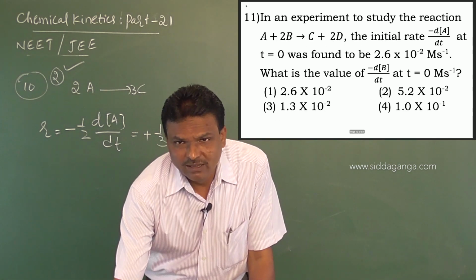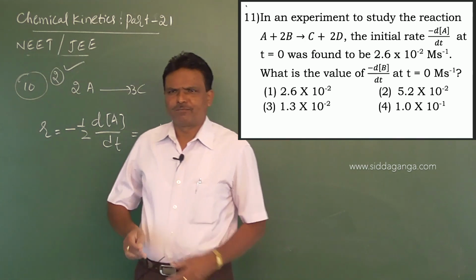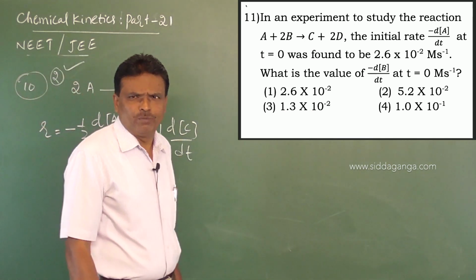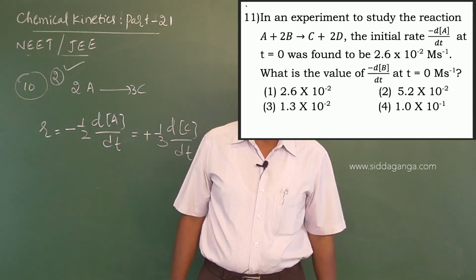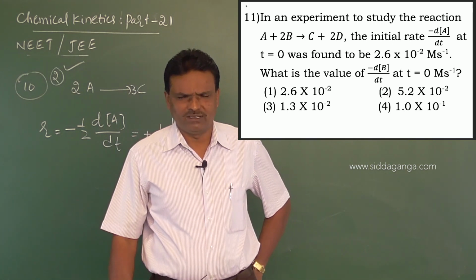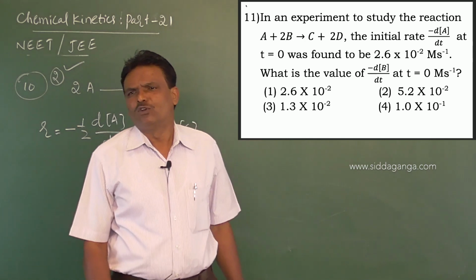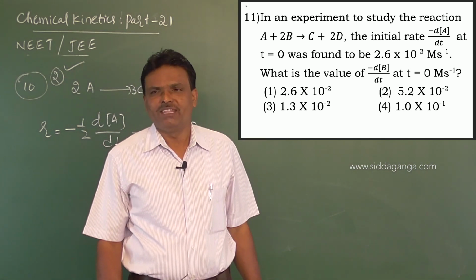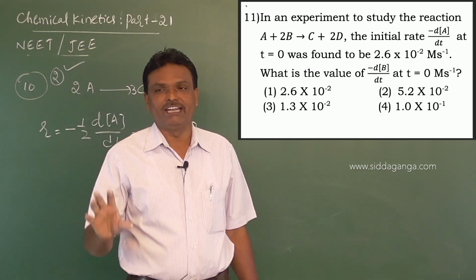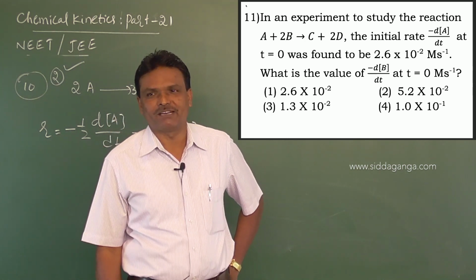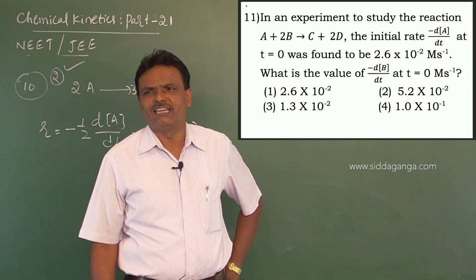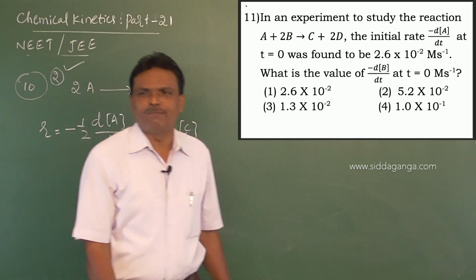Next question. In an experiment to study the reaction A plus 2B gives C plus 2D, the initial rate, minus dA by dt at t0, was initially found to be 2.6 into 10 to the power of minus 2 M, capital M meaning moles per liter, so moles per liter per second. What is the value of minus dB by dt at t0, in molarity per second?